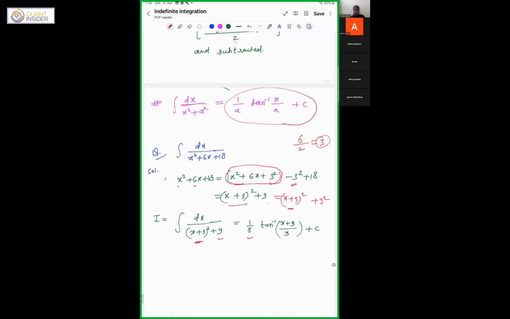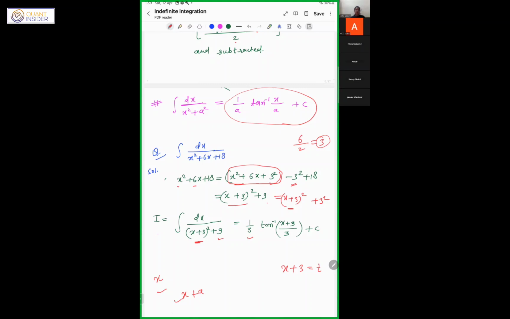Are you getting it? Or you can also do it by taking x plus 3 equal to t. Whenever you have a formula for x, and you are applying it for a linear combination like x plus a or x minus a, then you can apply it directly. So in this question, you have x plus 3 in place of x, and you can apply it directly. There is no problem because both have the same differentiation. Differentiation of both is equal to 1. So there is no problem.